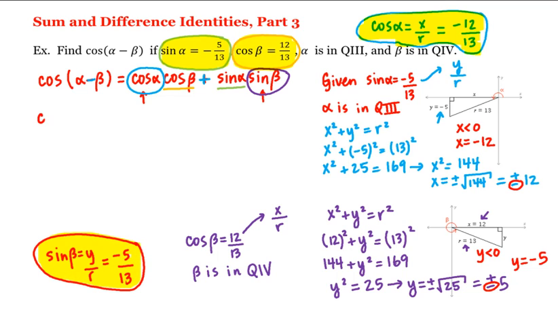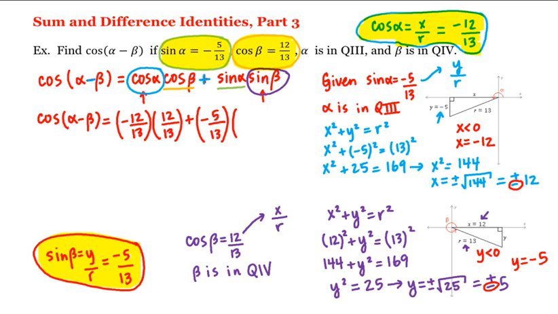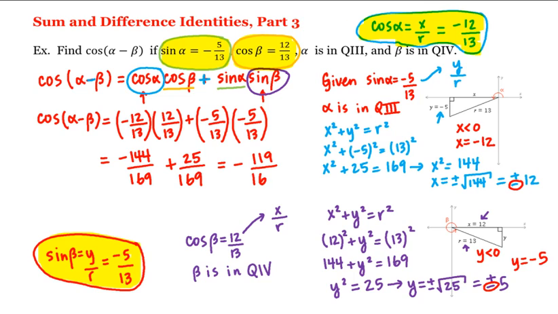And therefore, cosine of alpha minus beta is equal to cosine of alpha, which is negative 12 over 13, times cosine of beta, which is 12 over 13, plus sine of alpha, which is negative 5 over 13, times sine of beta, which is negative 5 over 13, which is equal to negative 144 divided by 169, plus 25 divided by 169, which is equal to negative 119 divided by 169, which would be our answer.